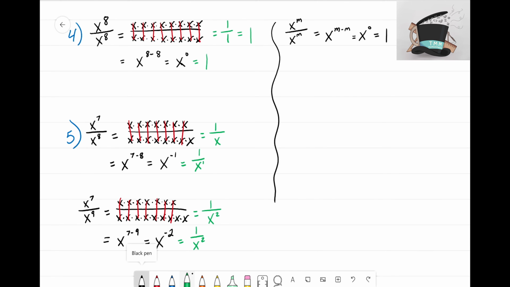So let's generalize this out so we can see it. If we have x to the negative m power, all you have to do is put that x underneath a 1, but that x will still have the exponent of m, and it'll be positive.